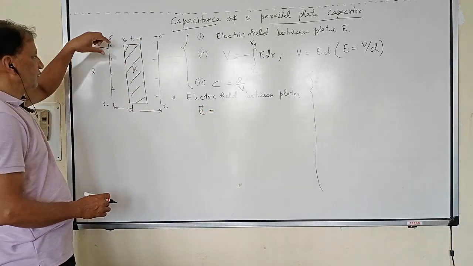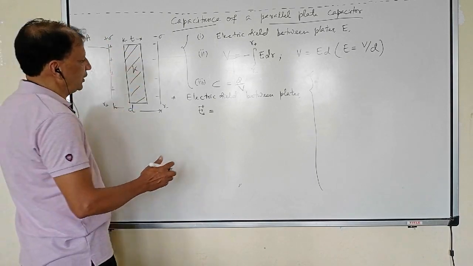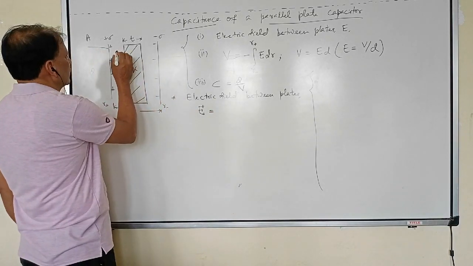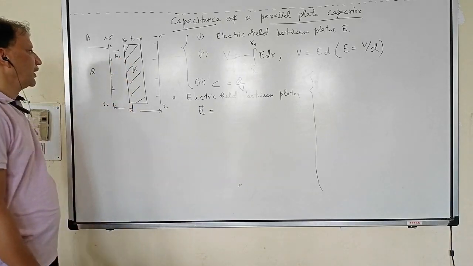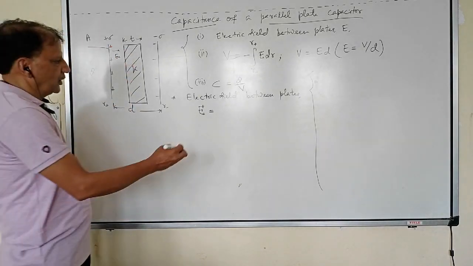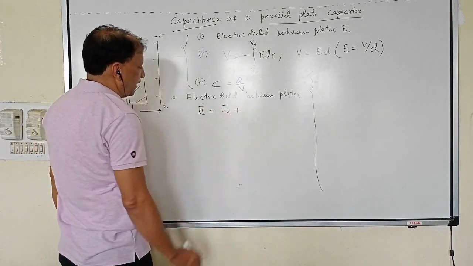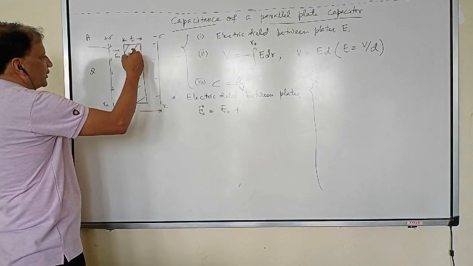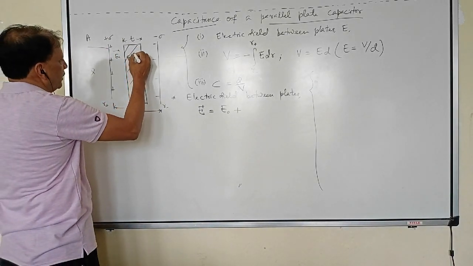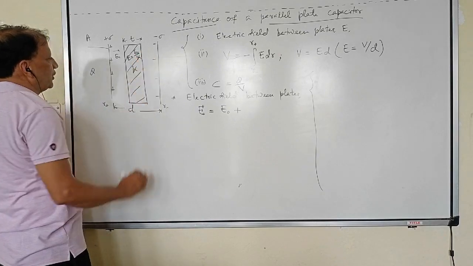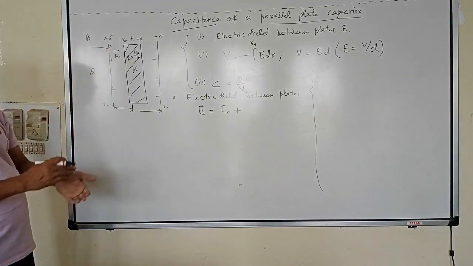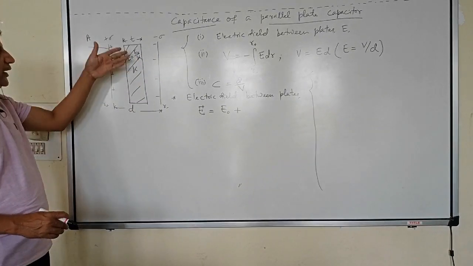It will be in this space. Here electric field E exists. So let's suppose it is E0. E0 is the electric field where dielectric is not present. It will be E0, plus inside this dielectric, what will be the electric field? Here it will be E is equal to E0 upon K. Whenever dielectric is placed, then electric field becomes K times smaller.